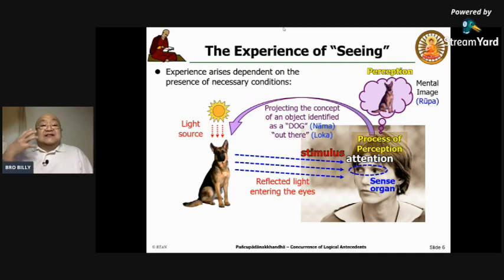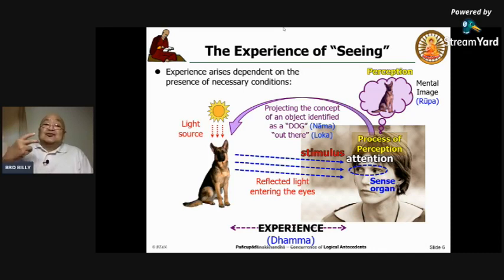So there is this experience of seeing, and the mind automatically projects this experience, projecting the concept of an object that has been identified as a dog out there. So in other words, every time we experience something through the eye, the mind projects it and says, oh, there is a dog out there. But in reality, there is only the experience. So this experience is the experience of seeing. So in the process of seeing, there is only the seeing. This is the only thing happening, that experience of seeing.